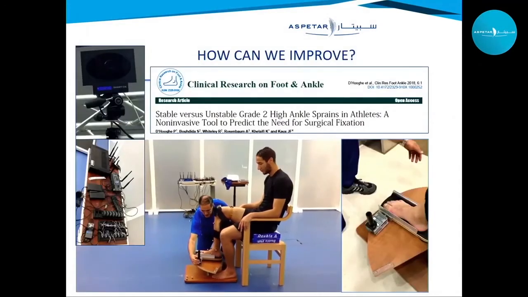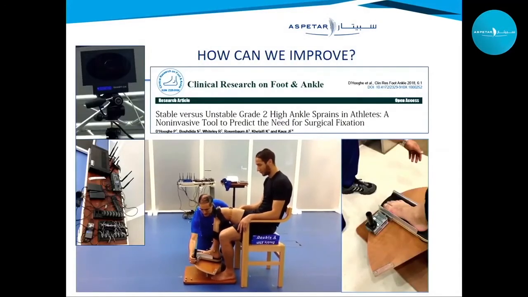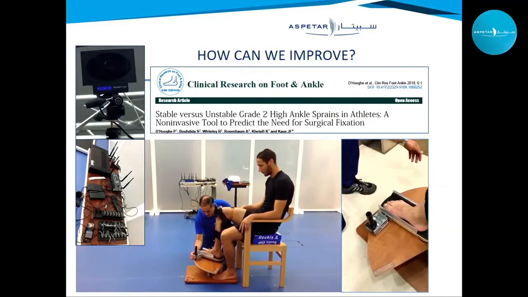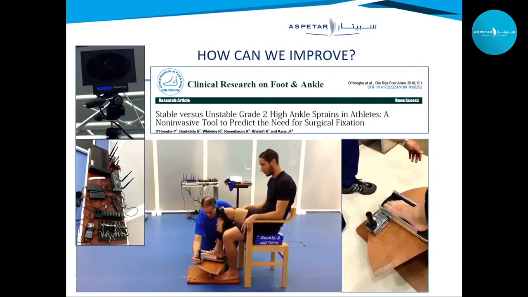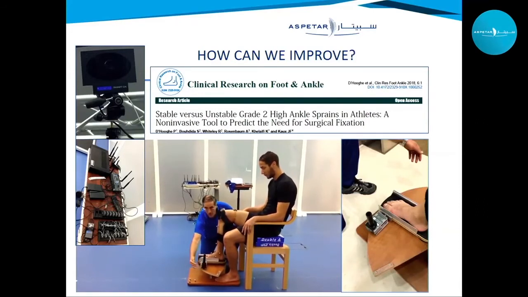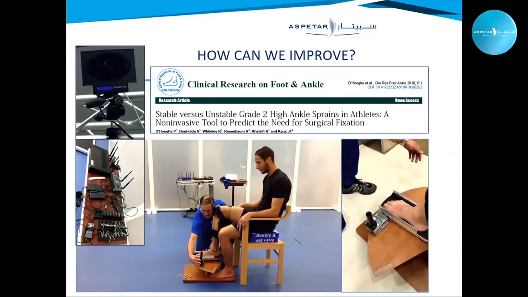So what do we do? We look at the golden standard. What is the golden standard? That is arthroscopy. But that means that many of our players will receive a sort of diagnostic arthroscopy saying that it's not unstable and they actually didn't need surgery. So that's not the way we want to work. That's not the philosophy that we cherish.